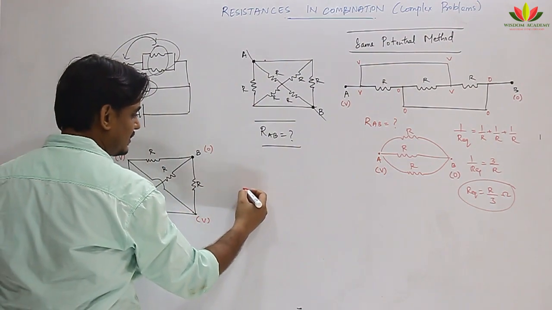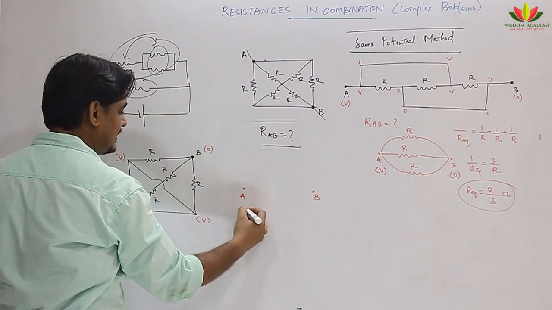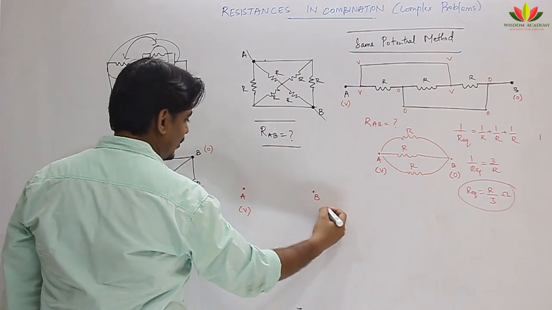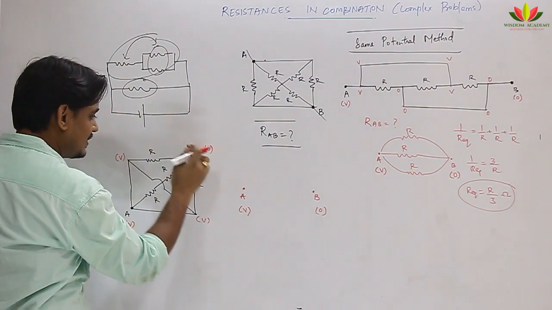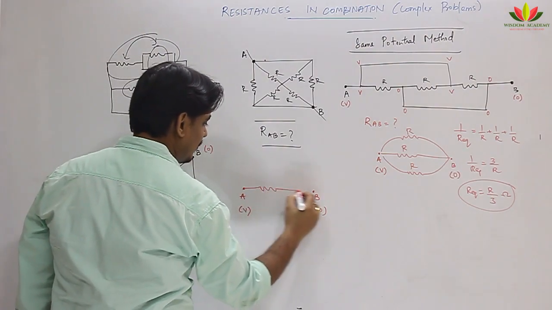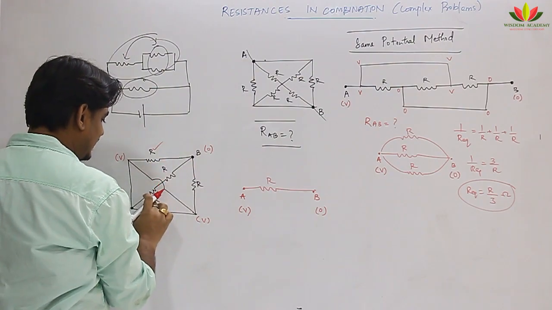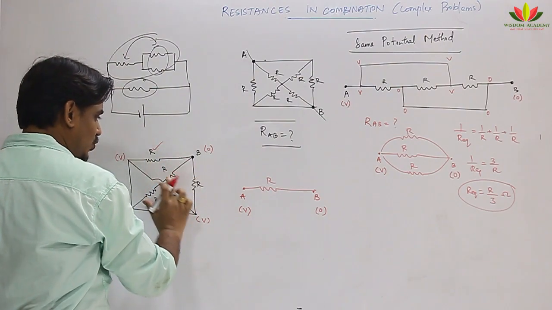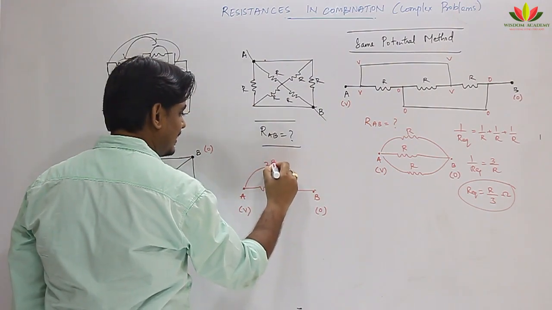Now I will draw same as previous question, A and B. A is having a potential V, B is having a potential 0. So between, see, this R is lying between V and 0. So between V and 0, one R is lying. So this is covered. This R and this R are actually in series, so 2R is lying between V and 0.